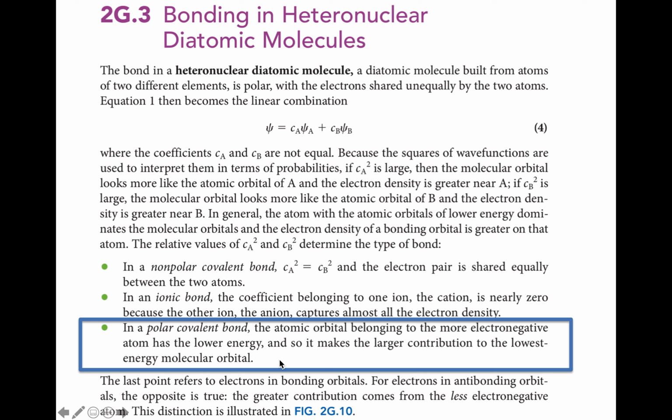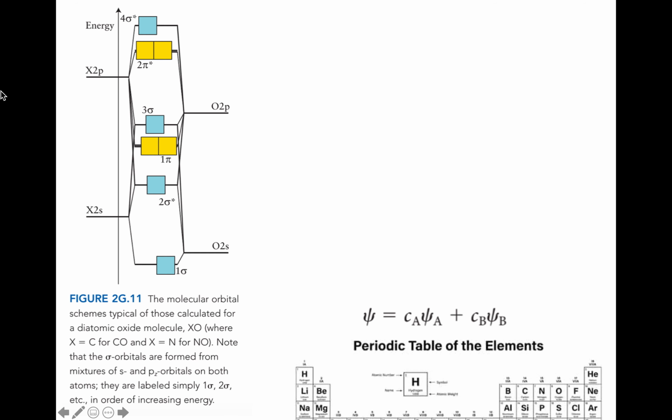Atkins makes the point here that these are referring to bonding orbitals. If we're talking about electrons in anti-bonding orbitals, then we're going to look at the contribution a little bit differently. Let's see what that looks like within an image.